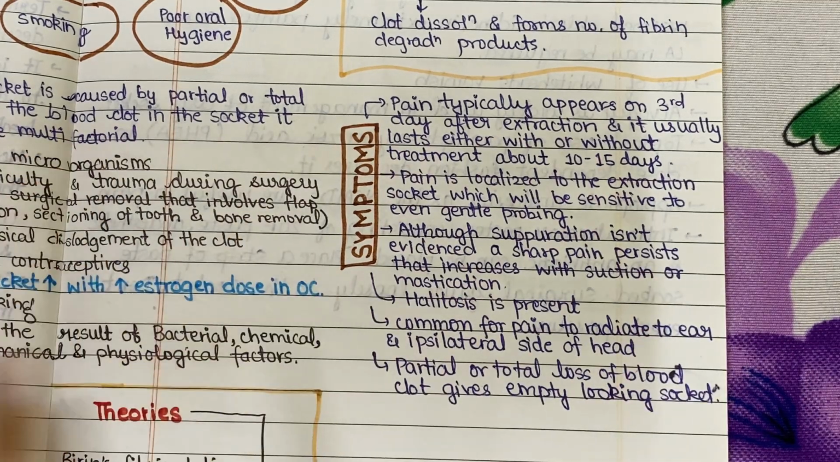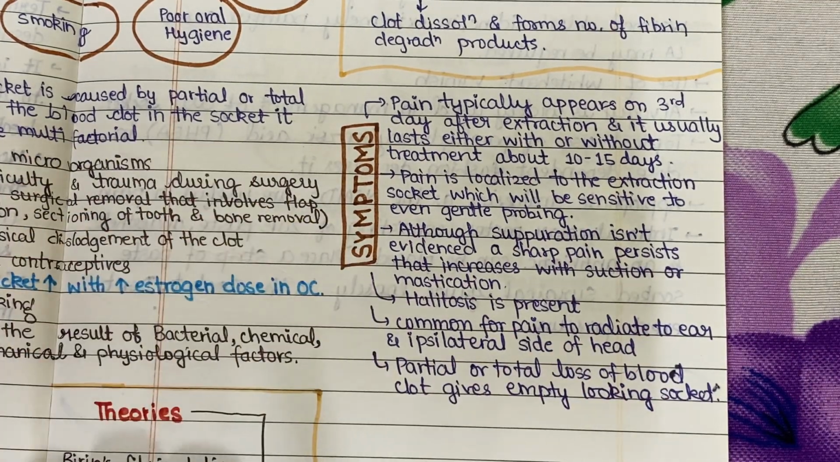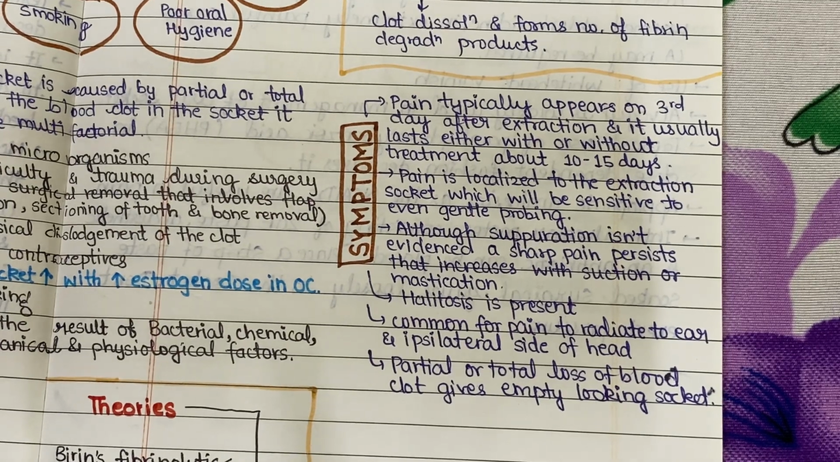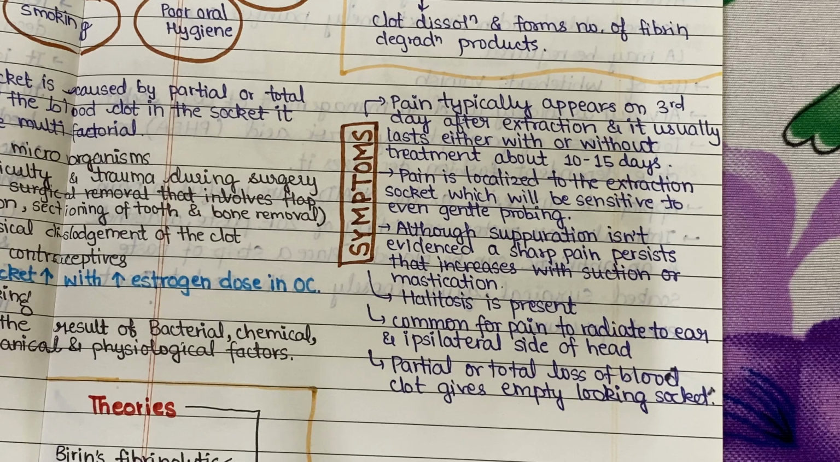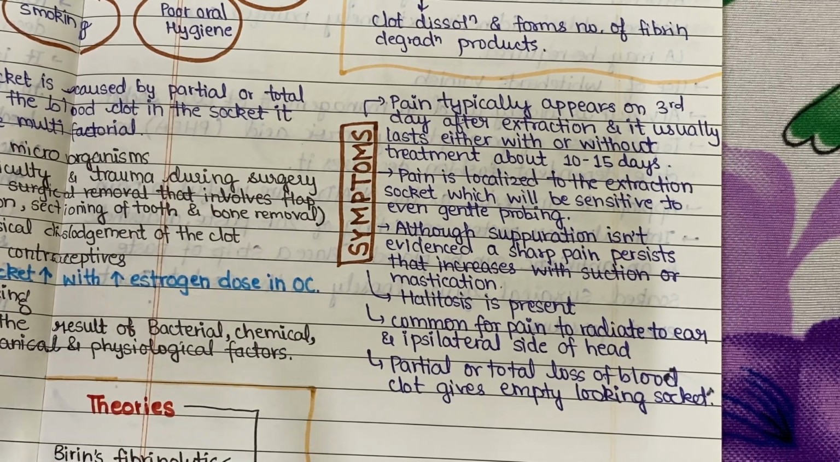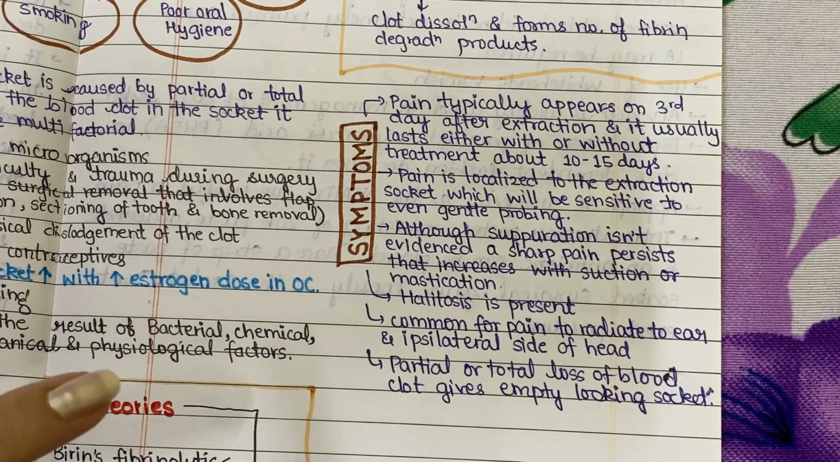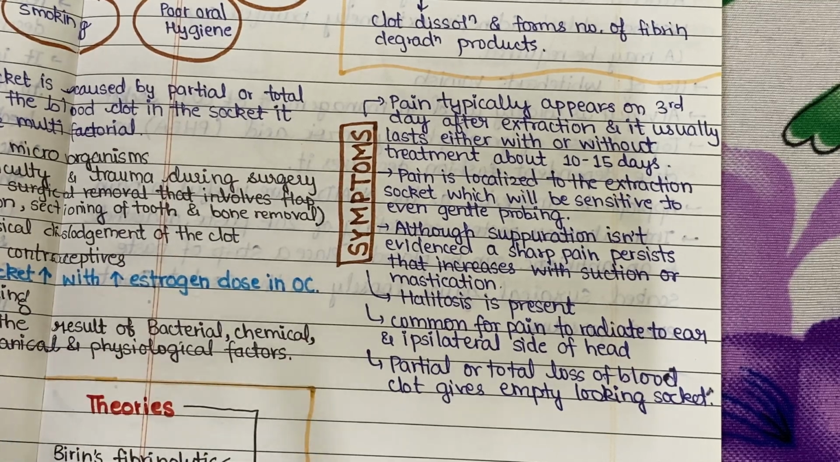Now what are the symptoms? First, you will see pain. The pain is localized to the extraction socket and it will be sensitive to even gentle probing. The intensity of pain is severe. Although suppuration is not evident, a sharp pain persists and increases with suction or mastication. Then halitosis is present, and basically this halitosis is because of bacterial infection, systemic factors, and surgical trauma. It is common for pain to radiate to the ear and one side of the head.